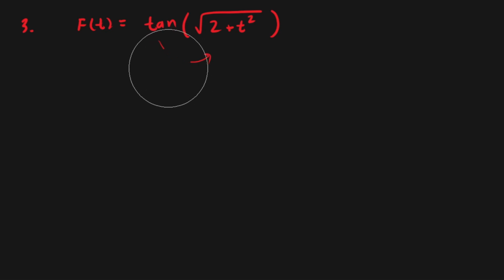For our last problem, we're going to let f of t equal tangent of the square root of 2 plus t squared. We're going to have to separate this function into 3 separate functions. From the chain rule, we're going to go from the outside in. First, let's take the derivative of tangent x, which is just secant x squared. I'll separate this into 3 equations.